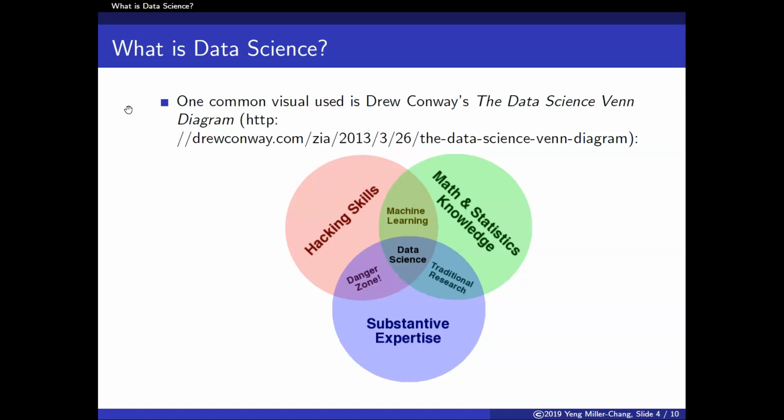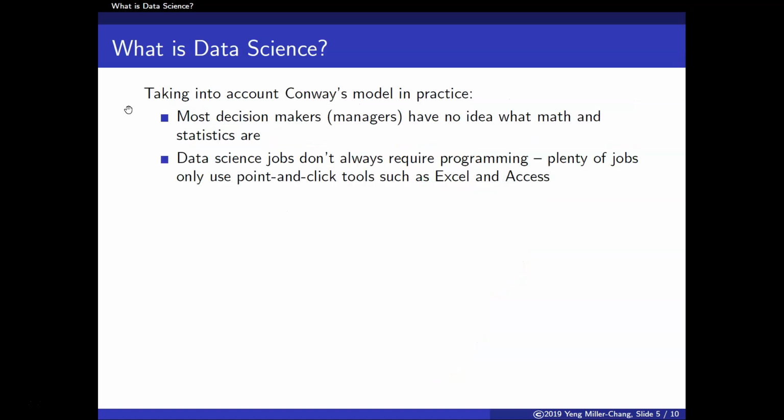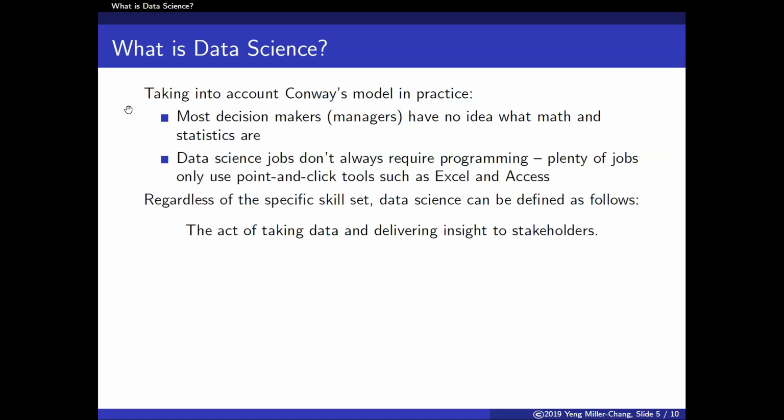This visual can be summarized in 3 pieces: hacking or programming skills, math and stats knowledge, and expertise in a subject of the domain of interest, such as healthcare when you're working with healthcare data. However, if we wanted to bring this model to a broader audience, there are a few things to keep in mind. First of all, most managers don't know what math and stats are at the level a data professional would need it. Second of all, as I mentioned already, not all data science positions require programming. But I think, keeping all of what I've mentioned already in mind, we could summarize data science as follows. It is the act of taking data and delivering insight to stakeholders.